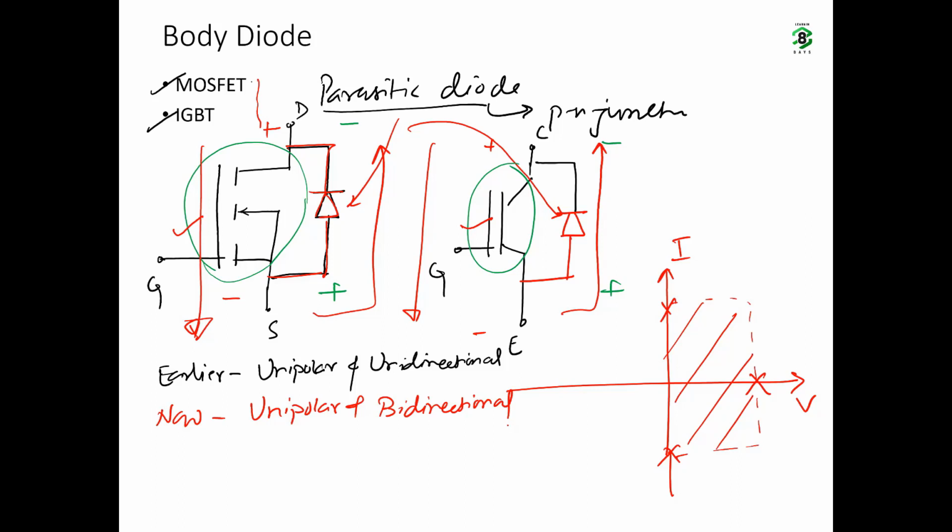It means if you add a parasitic diode, or if you add a diode in anti-parallel fashion to a device, it does not change its voltage blocking capability. It will only allow current flow in the opposite direction. That is, if you add an anti-parallel diode to a unipolar, unidirectional device, it converts the device into a unipolar and bidirectional switch. So this is the concept related to the body diode.